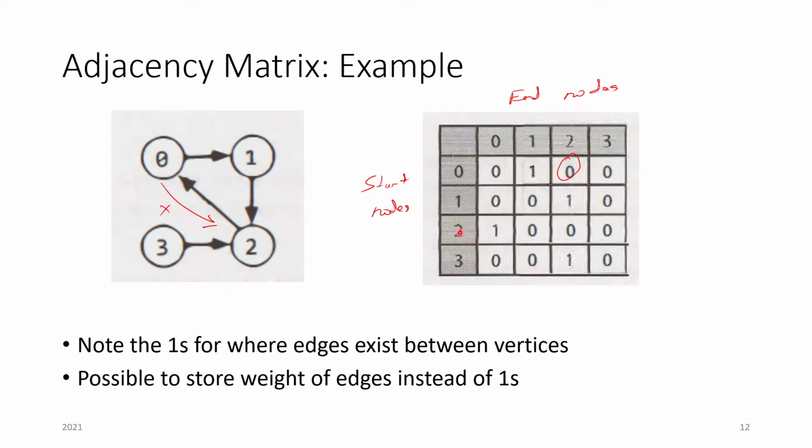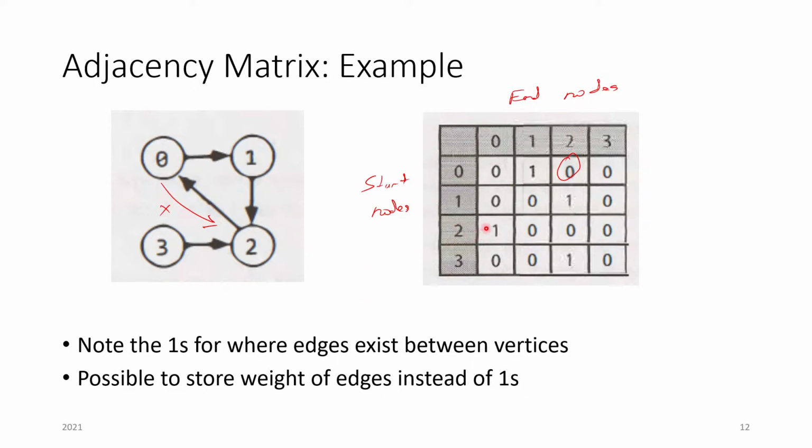However, if we look at our start node here being 2, and our end node here being 0, there is a connection. That's why we put a 1 here. So these 1s here represent where edges exist between vertices, and the direction of the edges is also important by listing which part of the matrix is going to be start and which part is going to be end in regards to our nodes or vertices.